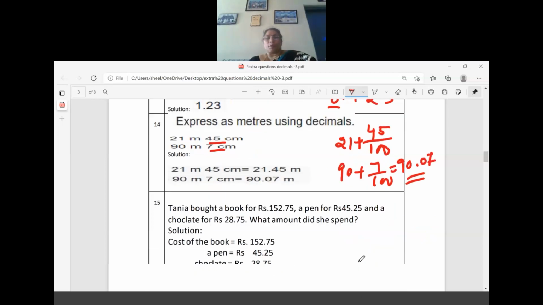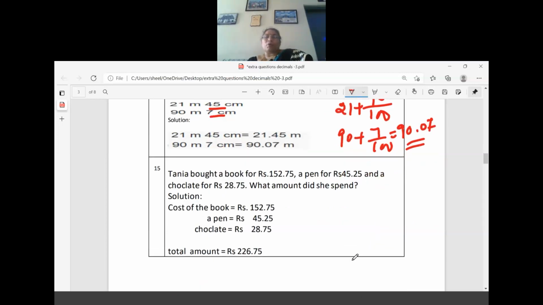Then we have to do the next one. Tanya bought a book for rupees 152.75, a pen for rupees 45.25, and a chocolate for rupees 28.75. What amount did she spend? Means we have to calculate the total, right? Since it's a word problem, we should write a statement there: cost of the book, cost of the pen, cost of the chocolate. After that we should do the totaling. What is the answer we will get? 226.75. We should start from the right end.